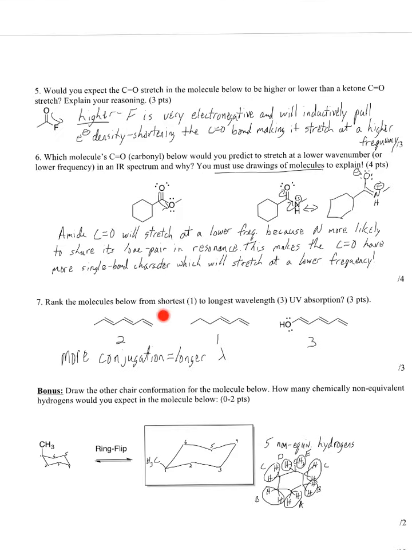For number 7, rank the molecules below from shortest wavelength, number 1, to longest wavelength, number 3, UV absorption. Here you're just looking for conjugation with pi bonds or lone pairs. This one has 1, 2, 3, 4 things in a pi system, so I would have the longest wavelength, the most conjugation. 2 would have 1, 2, 3, and then 1 here has 1, 2. So it would be 3 the longest, then 2, then 1: more conjugation, longer wavelength. Don't forget lone pairs can be part of the conjugated system. Lone pairs and pi bond electrons.